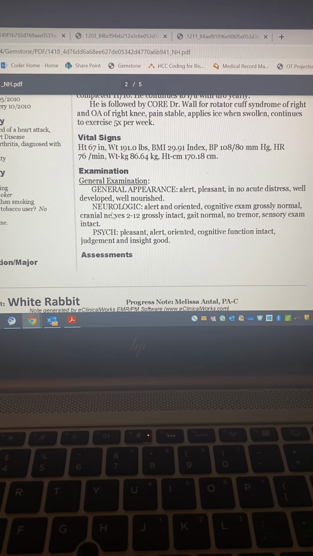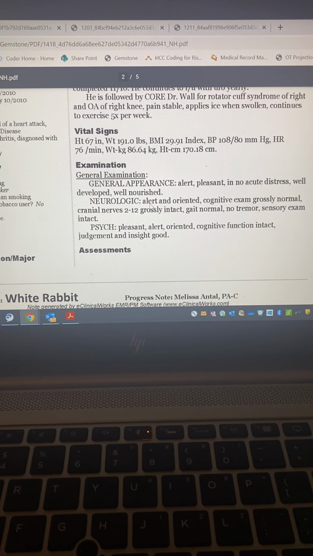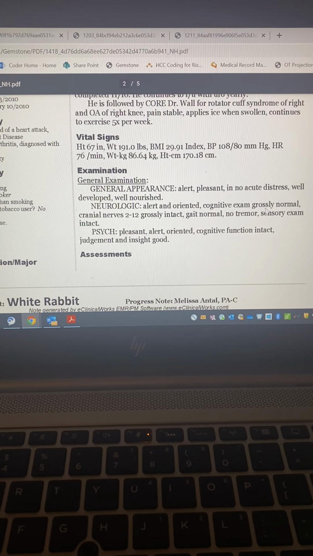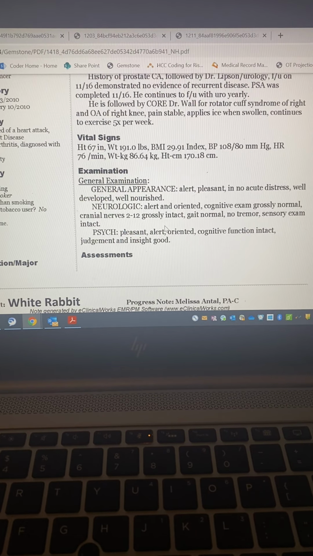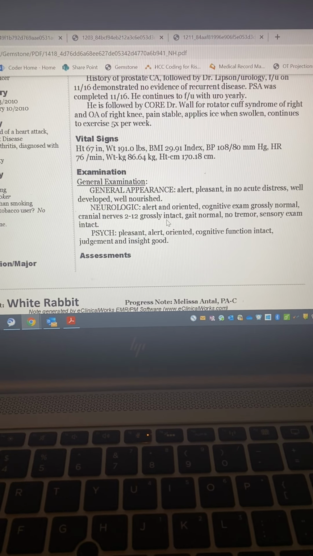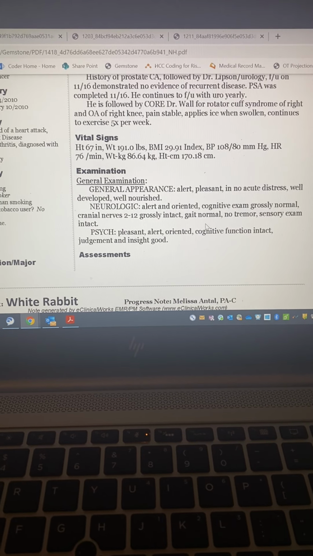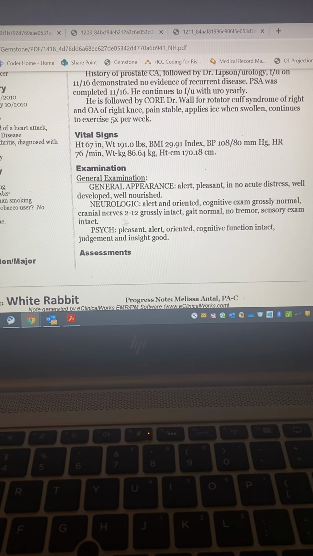So here's the neurologic portion of the exam. The patient is alert and oriented. Your cognitive exam is grossly normal, which means your thinking, your coordination, all of that is on point. Your cranial nerves are intact. Your gait is normal. Your balance and all of that is good. You don't have any tremors. They did a sensory exam, and that's intact.